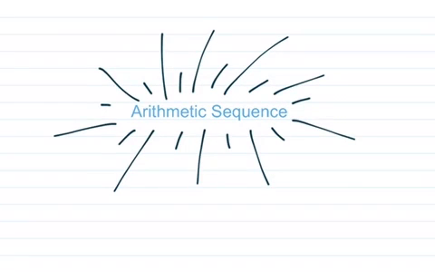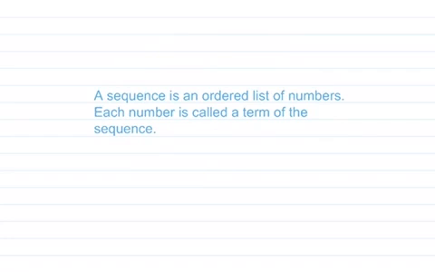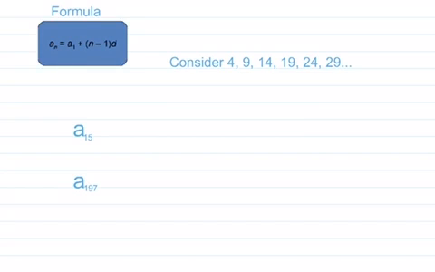1.3 Arithmetic Sequence. A sequence is an ordered list of numbers. Each number is called a term of the sequence. The formula to find a term in the sequence is the first term plus n minus 1 multiplied by the common difference. To find the common difference, you find the difference of two of your terms. In this case, the common difference is 5.